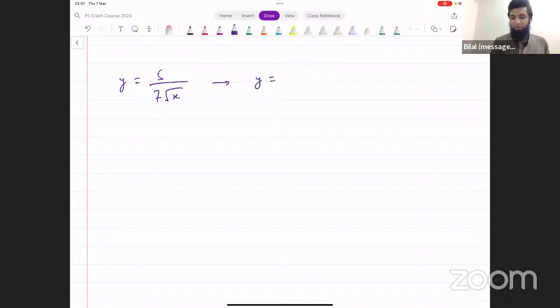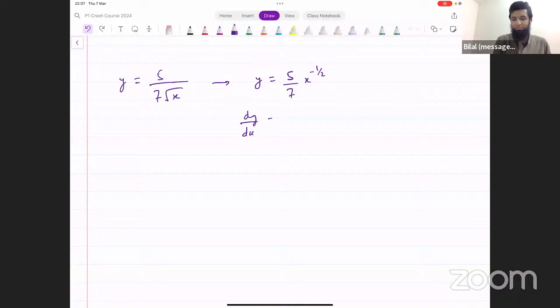We'll say y equals 5 over 7, and 5 over 7 remains as it is. Square root of x is x raised to power 1 over 2. If we want to take it to the numerator, it's going to become x raised to power minus 1 over 2. Remember, there's no power on 7, so we are not going to take 7 above. We're just taking x in the numerator. When it goes to the numerator, the power becomes negative. We have minus 1 over 2 here. That's the function. Now we can differentiate it.